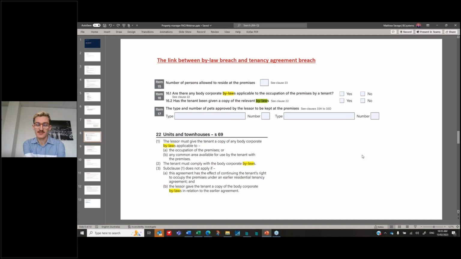Now, in the tenancy agreement, Section 22 in the terms and conditions does set out that the tenant must comply with the bylaws. So that applies to all tenants. It's a standard part of the lease. It doesn't need to be added into the special conditions by the lessor or the property manager. And it means that the property manager can enforce bylaw breaches because it's also a breach of the tenancy agreement.